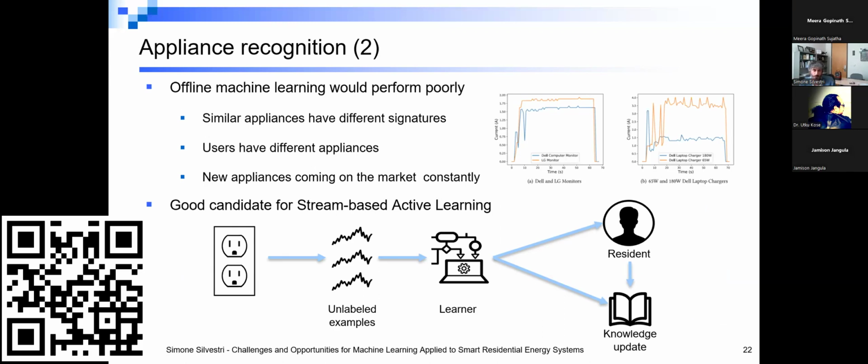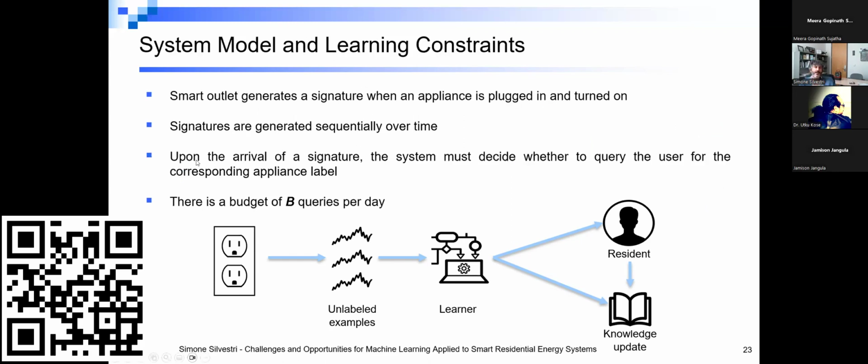So how our approach would work is that the user plugs in the appliance, this generates some electric signatures, and then the learner needs to decide, should I query the user to get the label, or shouldn't I, and just classify this appliance to the best of my abilities. Also, we're going to have a budget, because you don't want to ask the user too much and too often, since the user may not be available, or may feel overwhelmed by continuous requests. And we also consider that the user may decide not to respond to a certain query because they're busy, doing something else, or don't care, etc.